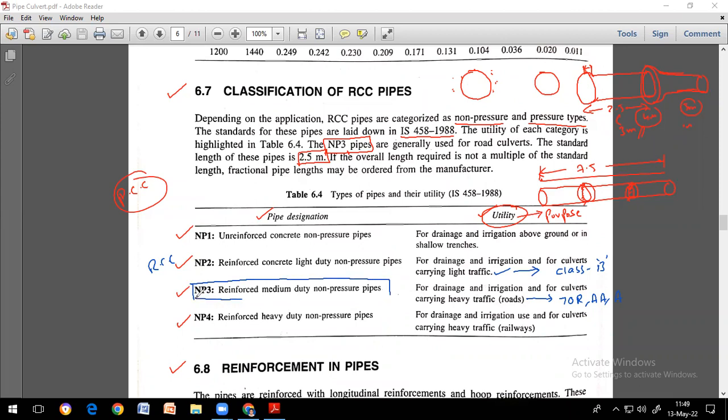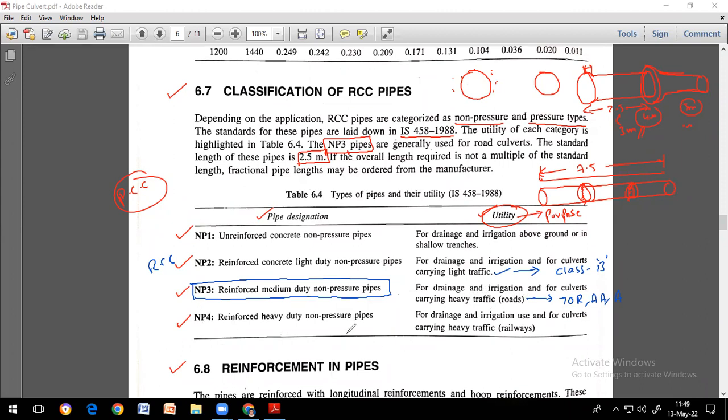Okay, na? So if anyone asks you which type of pipes are going to be used for roads, you can say reinforced medium duty non-pressure pipes are going to be used for roads, for drainage and irrigation purpose, and for the culverts which can carry heavy traffic, especially for the roads.